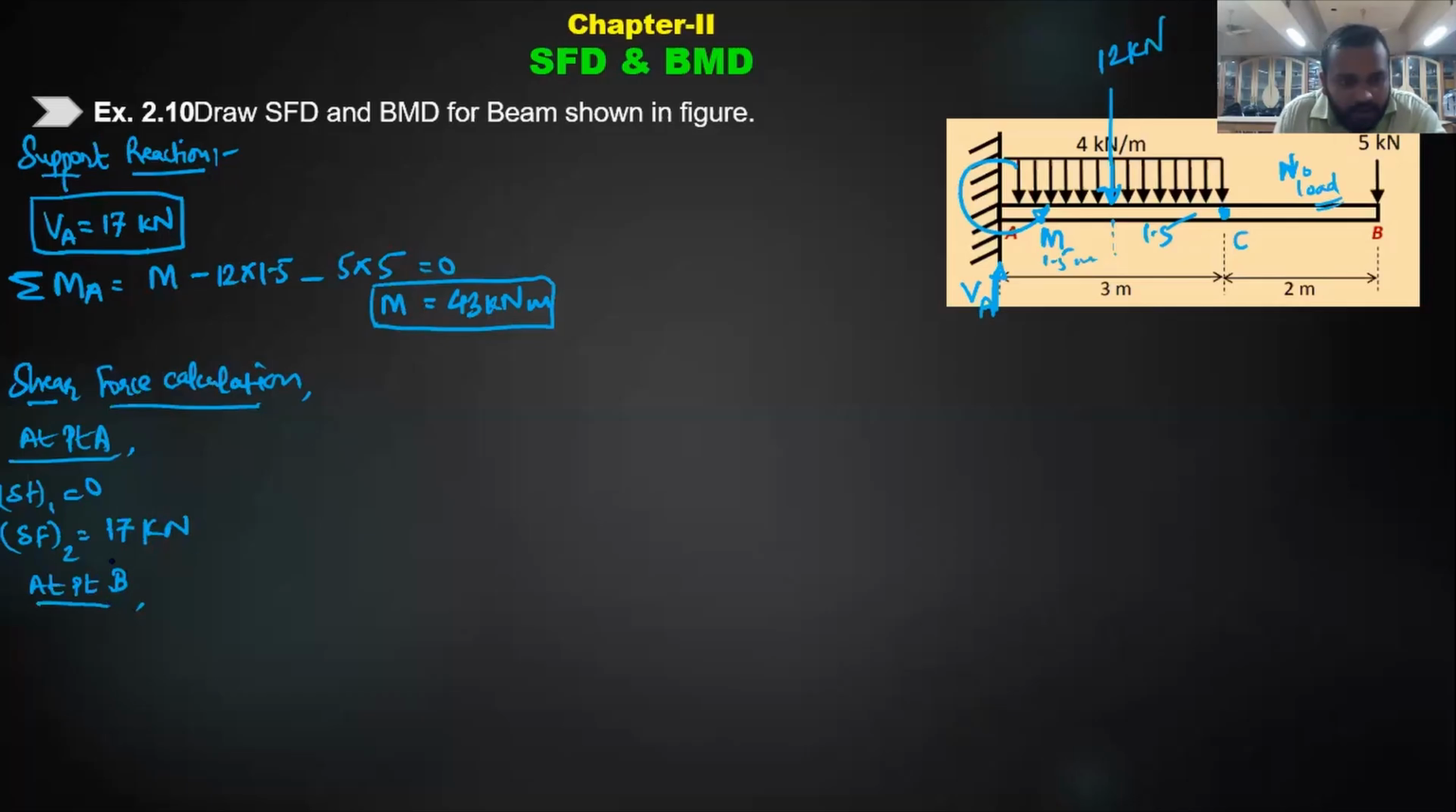So instead of going for point B directly, now tell me what about point C? There will be only one value, that is correct. But what will be to its left? 17 minus 12 is 5. So 17 is VA minus that 12 load, if I talk about this section at this point, equal to 5. So it will be 5 kilonewton. And then the last point, at point B, we'll have two values: -5 and 0.